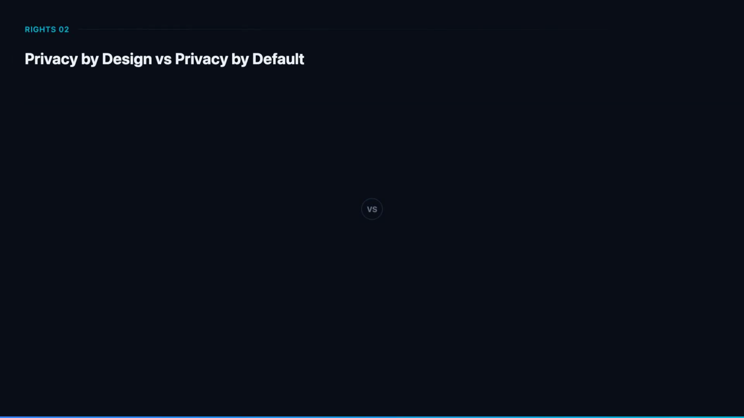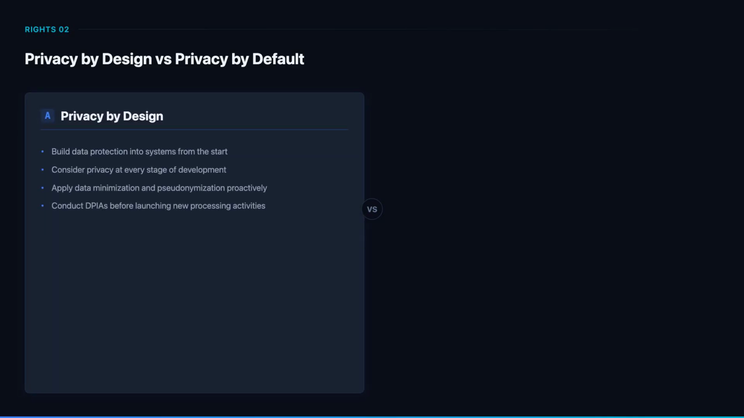GDPR requires both privacy by design and privacy by default. While related, they address different aspects of data protection. Privacy by design means building data protection into your systems, processes, and products from the very beginning, not bolting it on afterward. Every new project, system, or processing activity should consider privacy at every stage of development. This includes applying data minimization and pseudonymization proactively and conducting DPIAs before any high-risk processing begins.